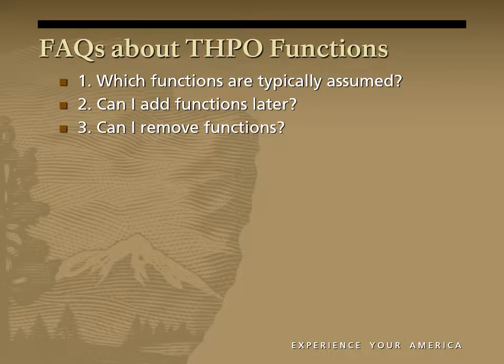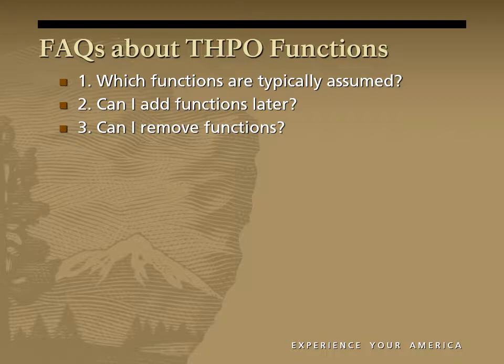I'd like to address some frequently asked questions about THPO functions. 1. Which functions are typically assumed? Most applicants take on all functions except for 8, certifying local governments, and 10, the Tax Act functions. The rest of the functions have an assumption rate of over 90%, with the exception of nominating properties to the National Register. Only 89% of current THPOs have assumed that responsibility.